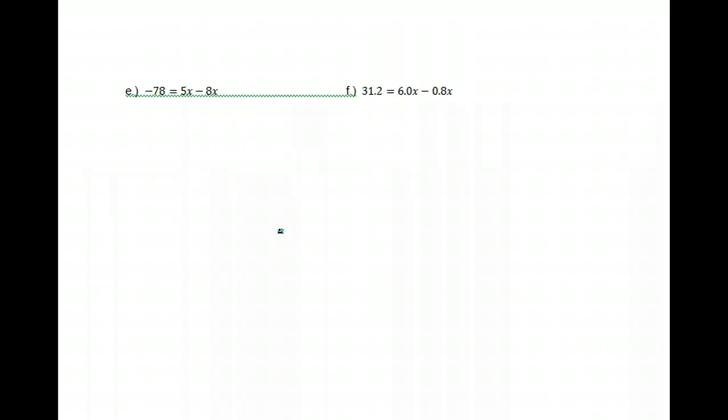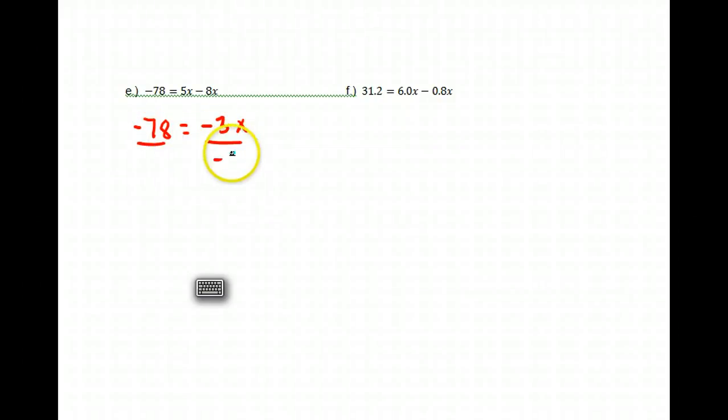Okay, at this point you should have solved examples E and F, and you should be ready to check your work with me. For letter E, the first thing that you should have done is combined like terms on the right hand side. 5x minus 8x makes -3x. Then we're going to divide both sides by -3 in order to isolate our x. On the right hand side, the -3's cancel and we're simply left with x. -78 divided by -3 makes 26. Final answer.